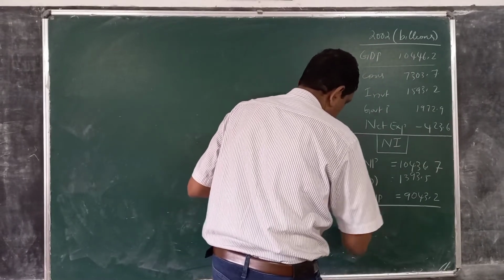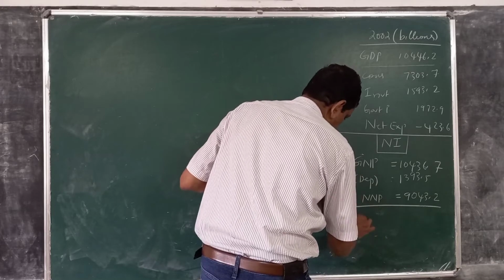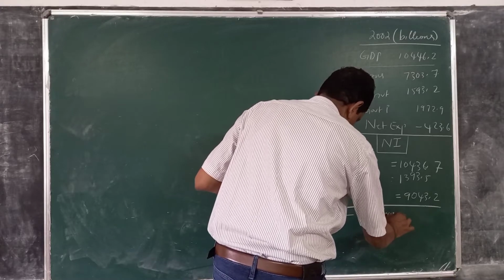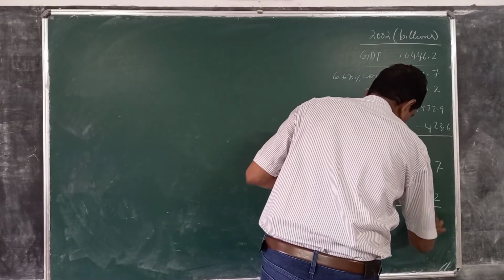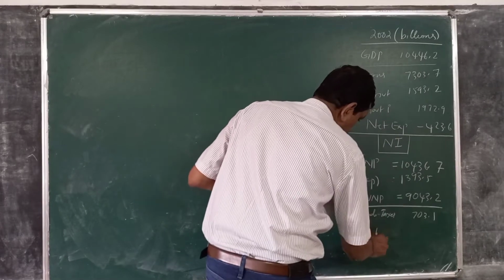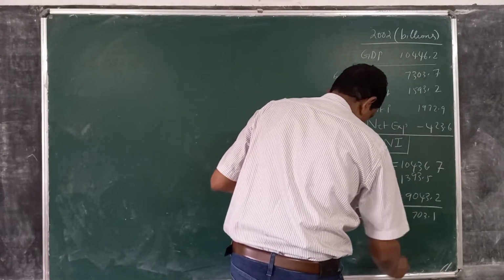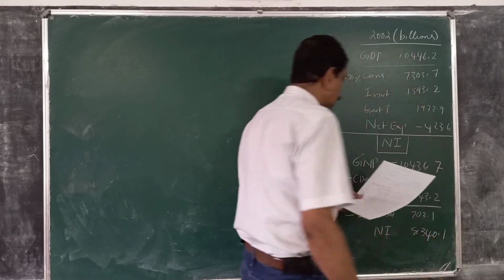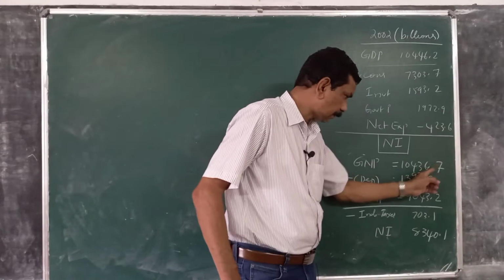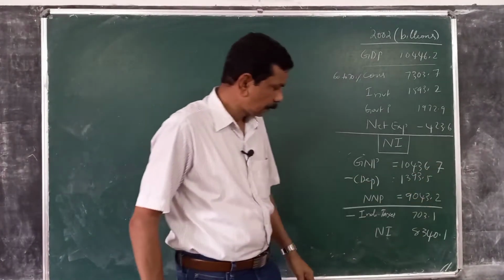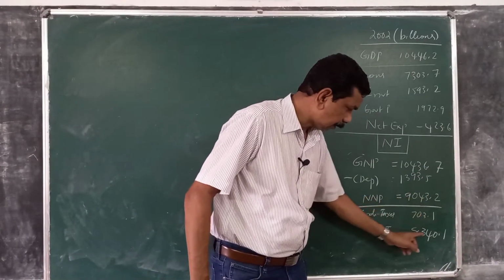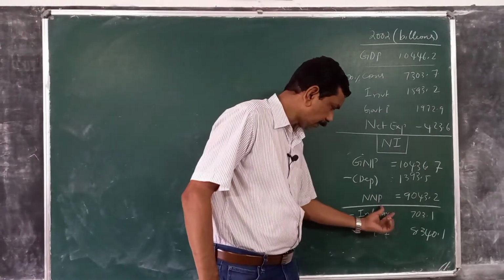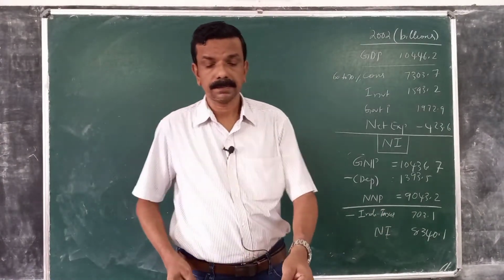Now, from NNP we subtract indirect taxes and others, that is 703.1, will give you national income as 8340.1. So, GNP minus depreciation is NNP. NNP minus indirect taxes is national income.